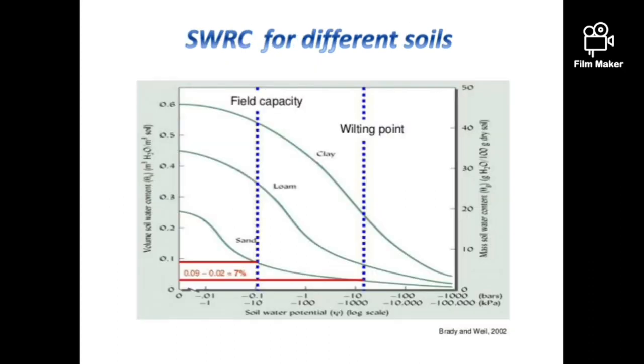The soil water characteristic curve describes the functional relationship between soil water content and the matric potential under equilibrium conditions. Different soils have different characteristic curves. Soil water potential is the energy status of the soil water. Moisture content of the soil is the amount of water in the soil.